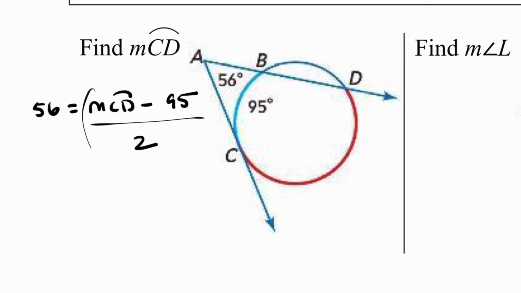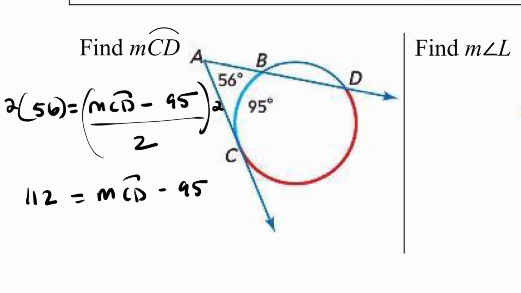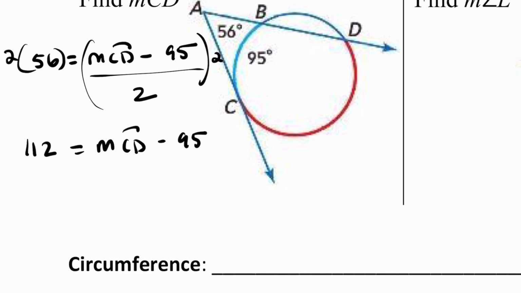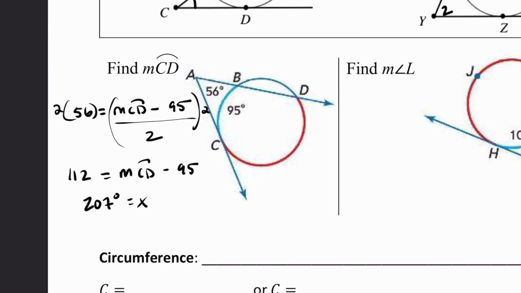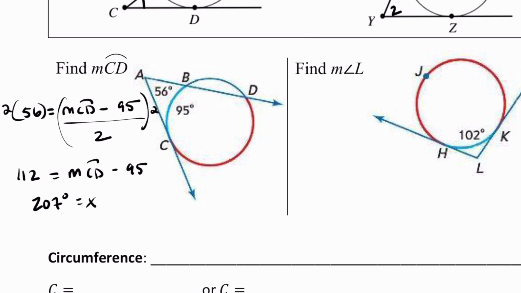We're going to multiply both sides of the equation by 2. So we get 112 equals the measure arc CD minus 95. And if I add 95 to both sides, that's what x is equal to. So 207 degrees is equal to x. Okay? And that's your answer.